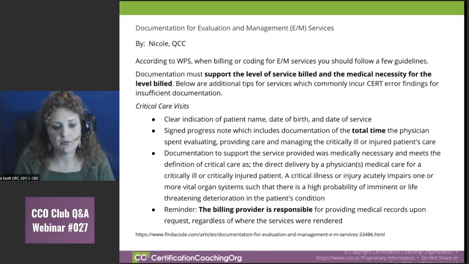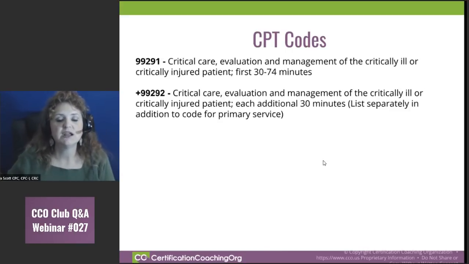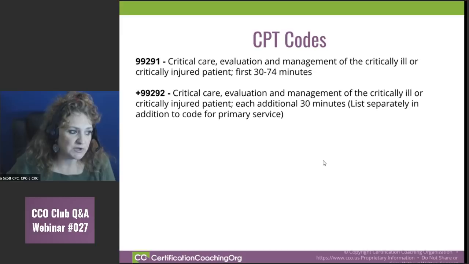The last bullet point is that you must be aware that the billing provider, the one who is submitting the code for billing, is responsible for everything in that record, right? So they're the ones that are responsible for every service that's being rendered to that patient because they're in charge, right? Now, I'll show you here in a little bit.